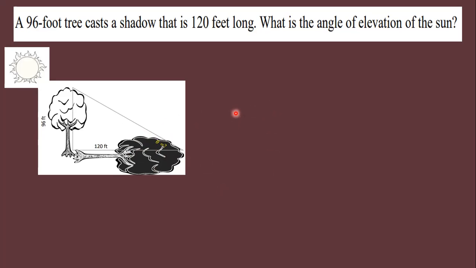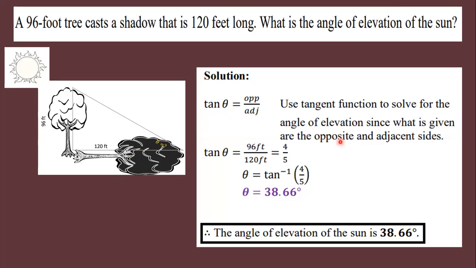Maybe you got it right, because we will be using tangent theta. It's all because we have a given opposite side. If this is our theta, this is the opposite, and this is the adjacent. Therefore, tangent theta is the most efficient way in solving. Use the tangent function to solve for the angle of elevation, since what is given are the opposite and adjacent side.